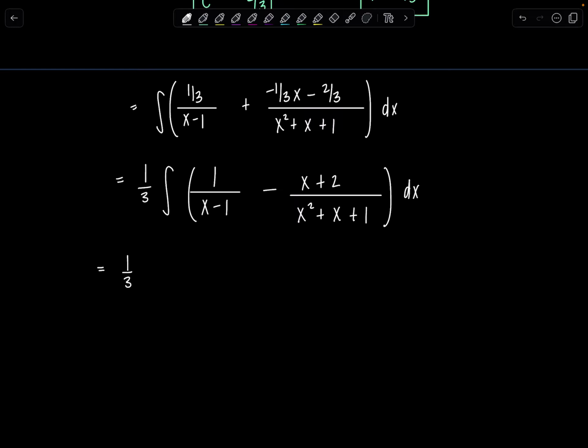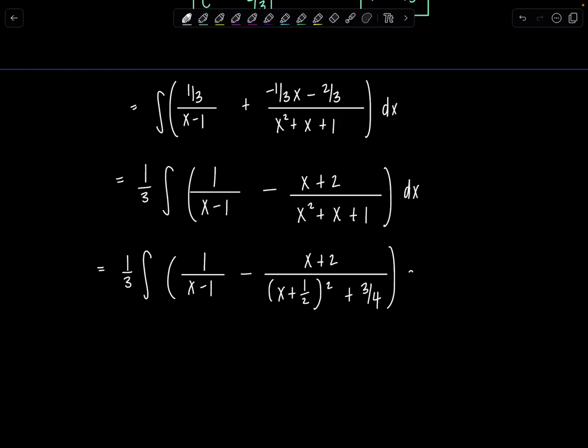So here we've got, let me just keep rewriting everything so we don't lose track, 1/3 integral of 1 over x minus 1 minus, and then if I complete the square in the denominator, I'm going to have x plus 1/2 quantity squared plus 3/4, yes? So how did I do that? You take the coefficient on x, cut it in half, and then square it. So you would need a 1/4 to make it a perfect square trinomial, and I stole it from the 1, so it became a 3/4. Very good. X plus 2 dx.